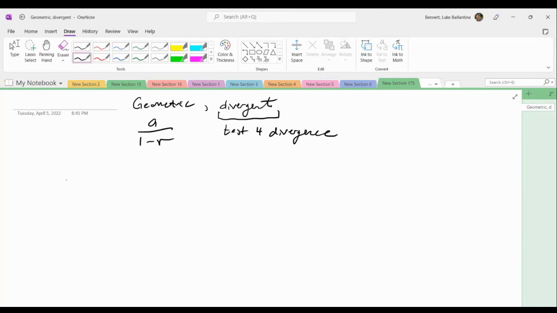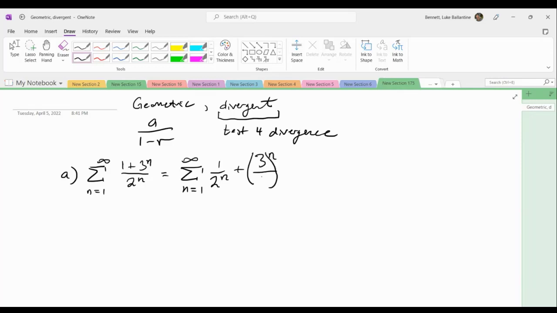So let's start. We have problem A. It just says determine if the series is convergent. If it is convergent, find its sum. So we have the summation n equals 1 to infinity of (1 plus 3 to the n) over 2 to the n. So this is equal to the summation n going from 1 to infinity of 1 over 2 to the n plus 3 to the n over 2.